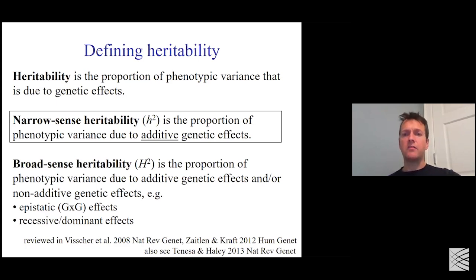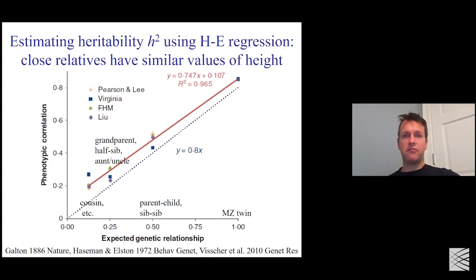denoted as lowercase h squared. And so people have been trying to estimate narrow sense heritability for a long time, at least back to the year 1886. And one way that you could do this is you could take some relatives and see if they are somewhat phenotypically similar. Because if a trait is genetically heritable, then you would expect that relatives are going to be somewhat phenotypically similar. And there's a method called Haseman-Elston regression that I'm not going to describe in detail, but here you're basically regressing the phenotypic similarity on the genetic similarity or the expected genetic relationship amongst a particular pair of relatives.